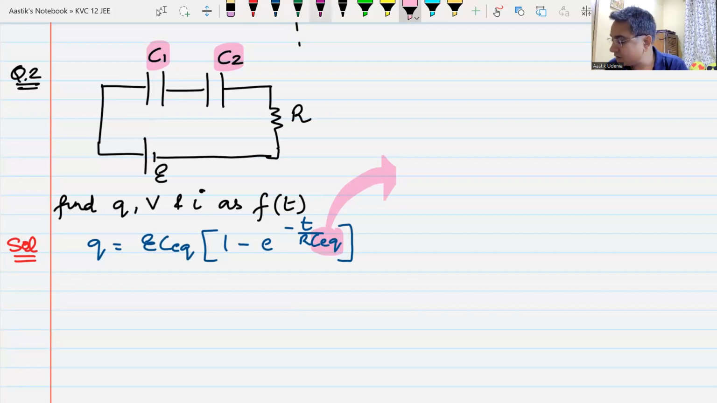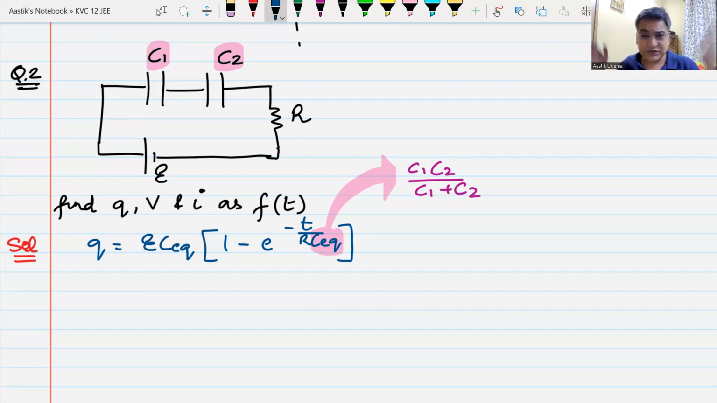No one remembers it? C1 C2 upon C1 plus C2. So you just replace it and you get your answers. Yes, beta? C by 2, sir.